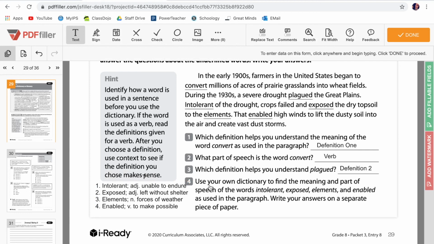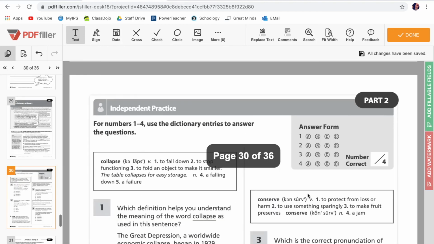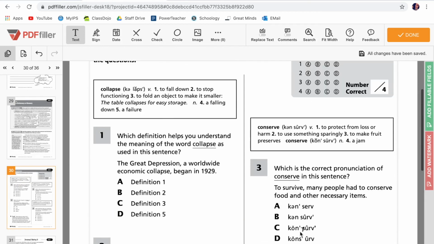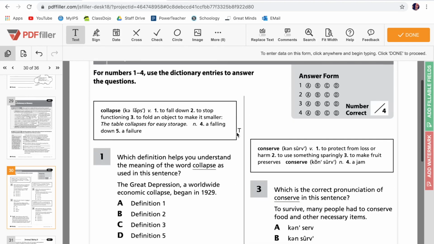If you guys don't have access to a dictionary or can't get on to dictionary.com, that's completely okay, because if you go to page 30 here, it gives you the dictionary entries already, right up here, here, and here, so you don't have to look up any of your own definitions. You're just going to answer the questions using those dictionary entries.